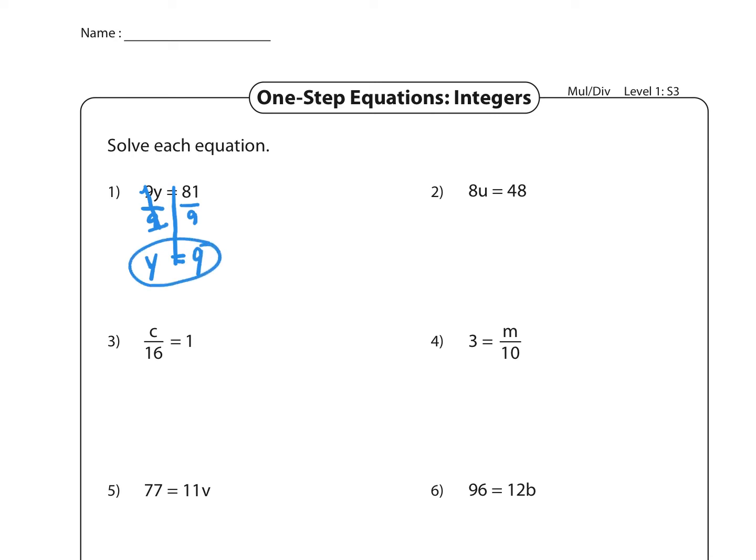If we'd like to check our work, we would go back to the original equation, which is 9 times y equals 81. We said that our solution is y equals 9, so we would replace y with our number 9, and then we would multiply it by the 9 that was already there. And if this indeed equals 81, which it does, 9 times 9 is 81, and that's the only number that would make this a true statement.